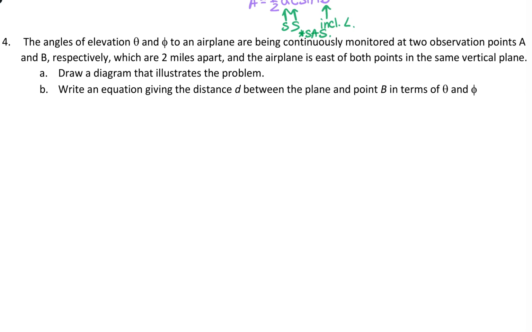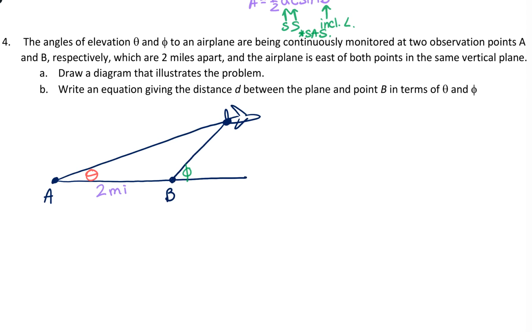Now take a moment to read example number 4 and pause the video and see if you can set up the diagram for part A that illustrates the problem. All right, so take a look at your diagram, take a look at my diagram, and see if you agree with the placement of the variables and the 2 miles. So there's our diagram that illustrates the problem.